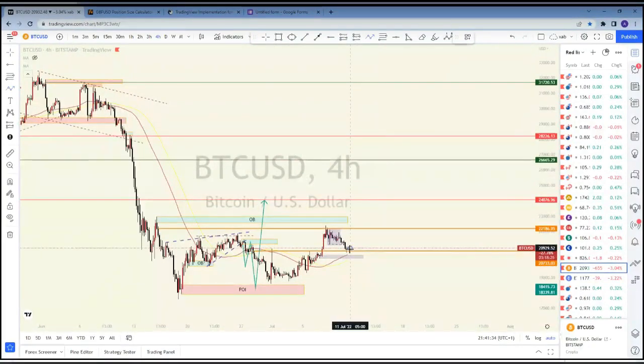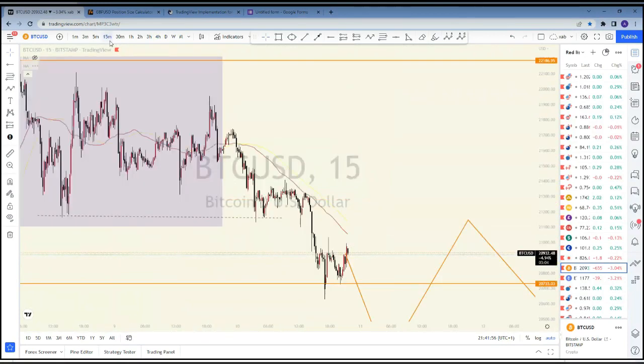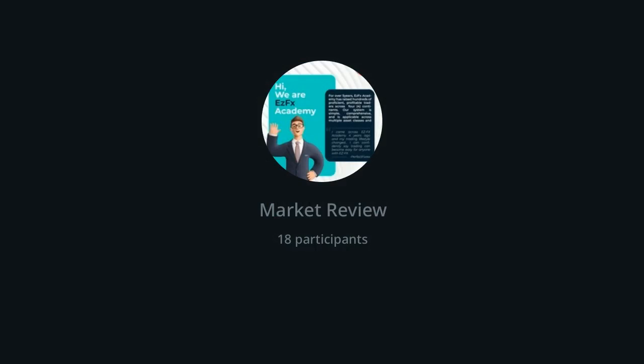So I think we should see something along these lines, most likely. All right, so for me, I think BTC USD is preparing for a bullish run, but nonetheless, I would prefer to see my entry confirmations on the lower time frames.